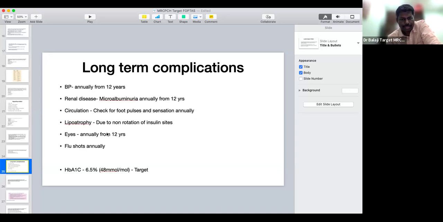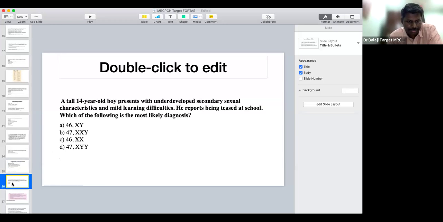And some other complications are like lipoatrophy. So when you do non-rotation of the insulin sites, it can go to lipoatrophy or lipohypertrophy. So the target range for any diabetic is 6.5 percent, which is ideal. Usually kids don't reach the target of 6.5 percent, but if you miss that, chances of long-term complications start happening.